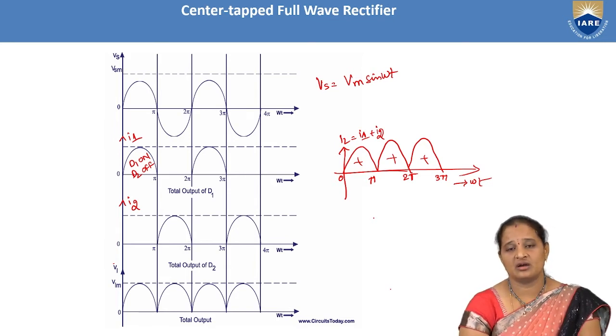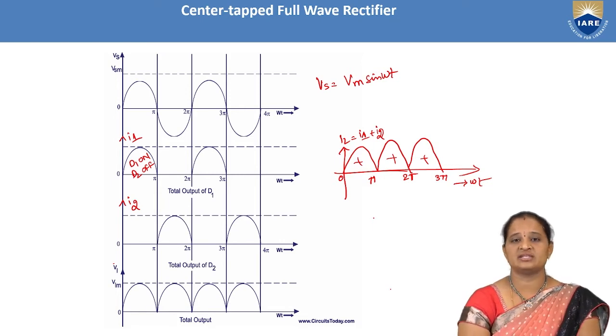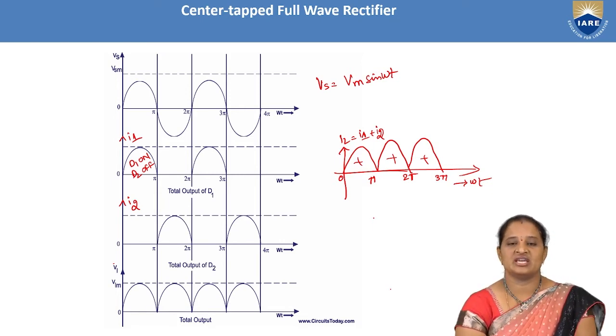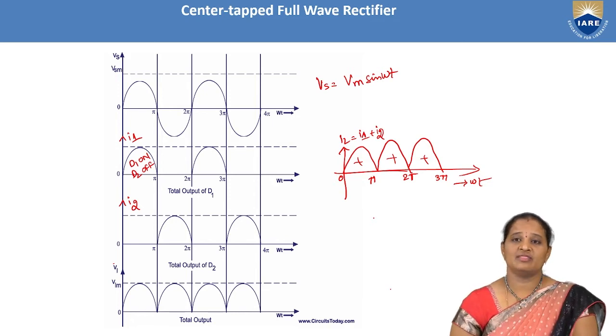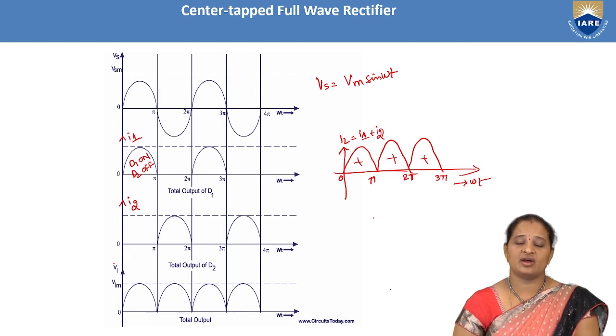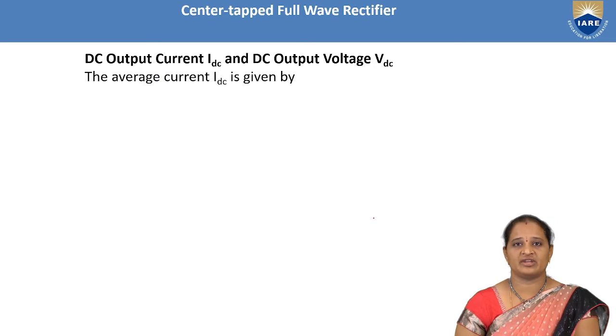So that is a major drawback, and hence we are getting only 40.6% of efficiency. Whereas here we are able to rectify both the positive and negative half cycle of input AC supply. So now let us calculate the efficiency and all the other performance characteristics of the center tap full wave rectifier.